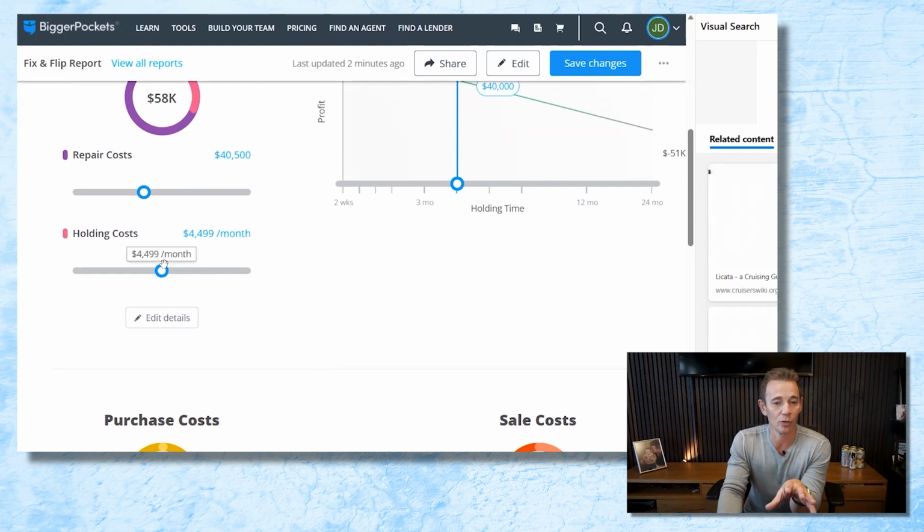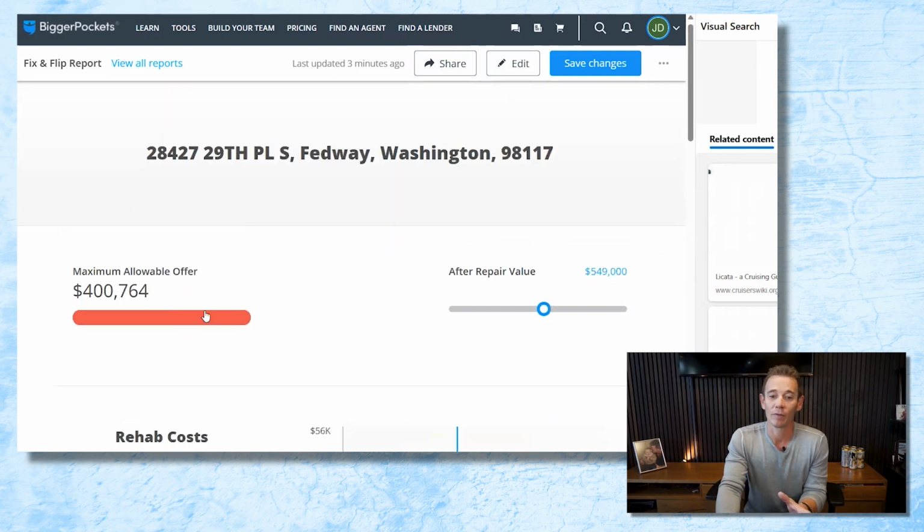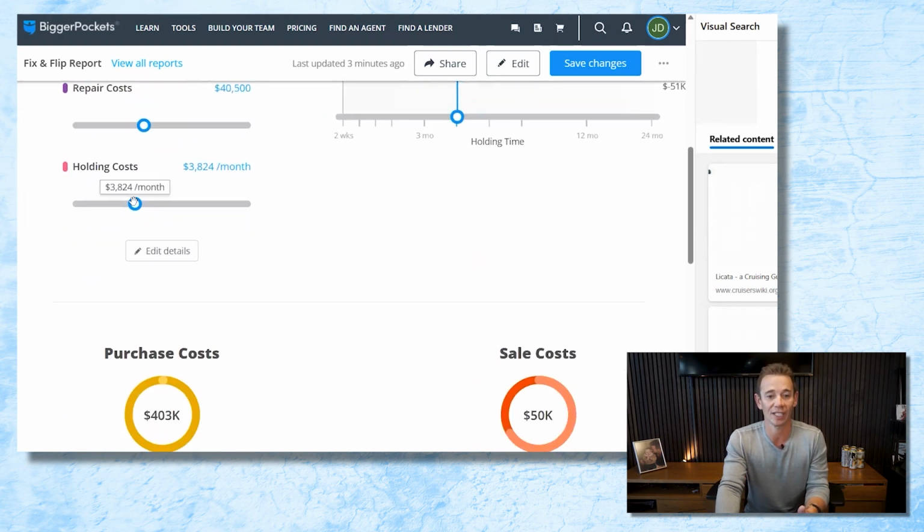So as you come through, you can adjust all your costs. Your repair costs down to $40,000. Let's say I find a cheaper lender that now I have access to capital to. Instead of paying 12%, maybe I'm paying 10%. That could drop my payment nearly $500 to $600 a month. Now all of a sudden my holding cost went from $4,500 down to $3,800, which is again going to give me a higher offer price.